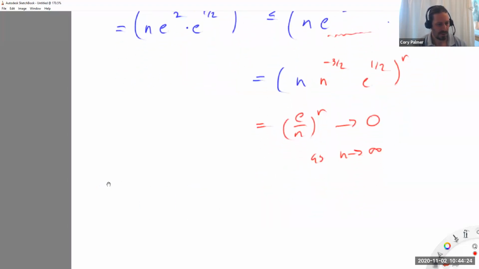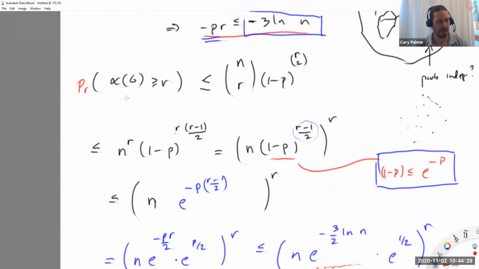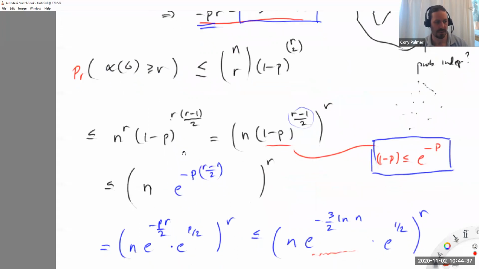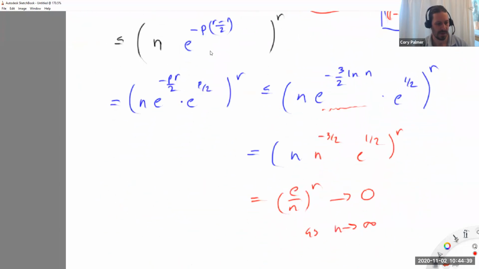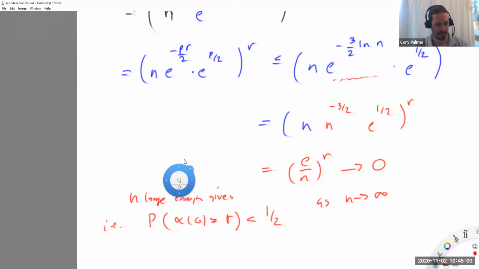So now, what does this say? This says that we can make the probability that my chromatic number, my independence number is greater than or equal to r, I can make that get extraordinarily unlikely. Okay. In particular, I can make it happen with probability less than 1/2. Okay. So, i.e., for n large enough, this gives the following: that the probability of alpha of G is greater than or equal to r is strictly less than 1/2. I can make it as small as I want, but I can definitely make it smaller than 1/2.